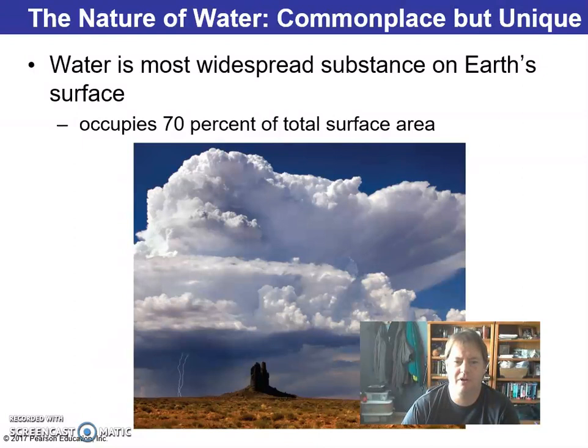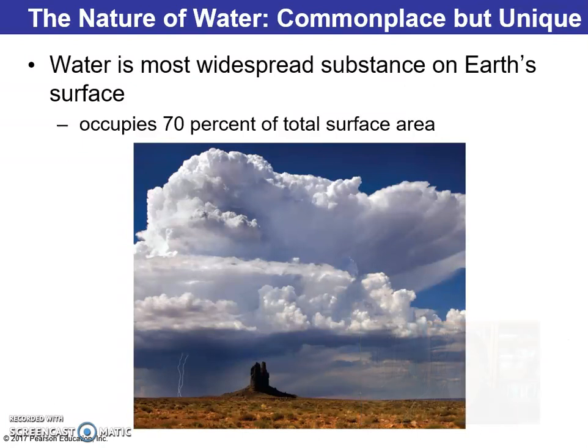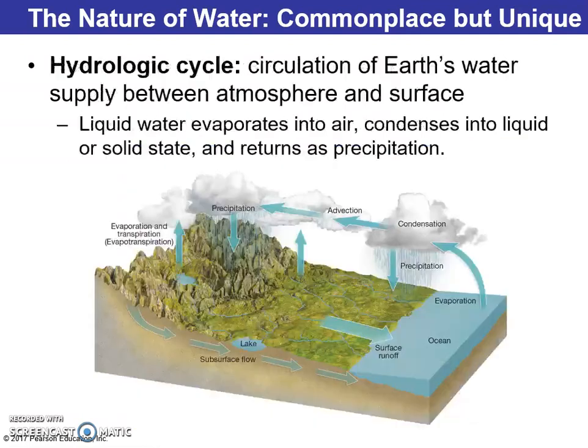Okay, so here we go. Water is the most widespread on the Earth's surface, 70%. So if we pulled up a globe and we looked at it, we would see that most of the globe is water. We have the hydrologic cycle. So what carries water? Liquid water evaporates in the air, condenses to liquid or solid state, and returns in precipitation. So right here, we see really the whole hydrologic cycle.